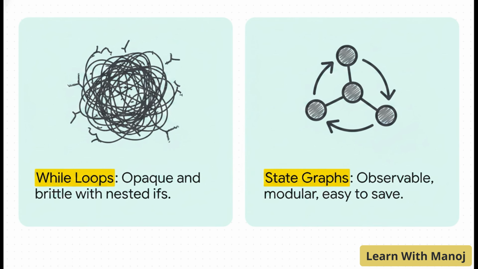It is entirely observable and modular. You can easily visualize the logic as a mermaid diagram, you can test individual nodes, and because the framework deeply understands the transitions between those nodes, saving and loading the state becomes completely trivial. It takes the absolute chaos of agentic loops and turns it into organized, predictable engineering.